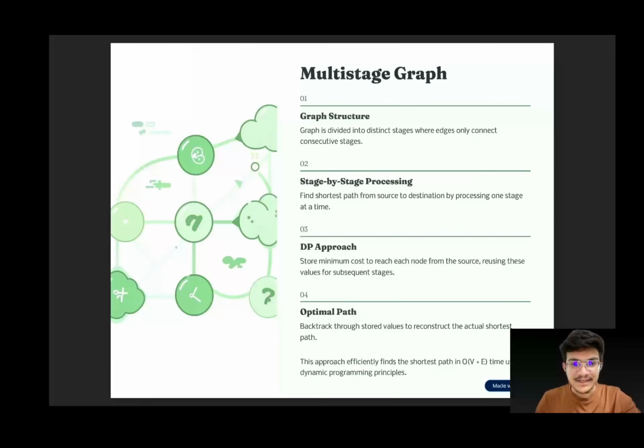Multi-stage graph. In a multi-stage graph, nodes are divided into stages. We find the shortest path by processing stage by stage. Dynamic programming is used to store the minimum cost to reach each node. Finally, we backtrack to get the optimal path. This approach is efficient and avoids repeated calculations.